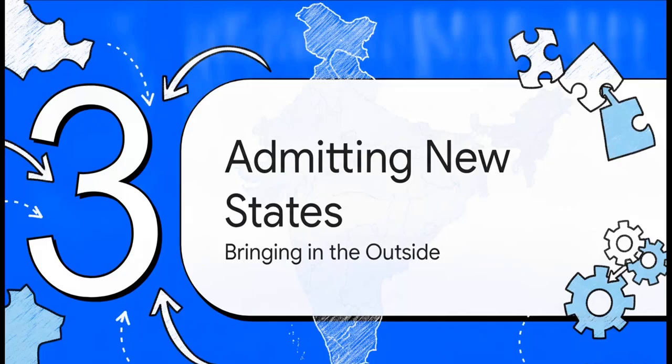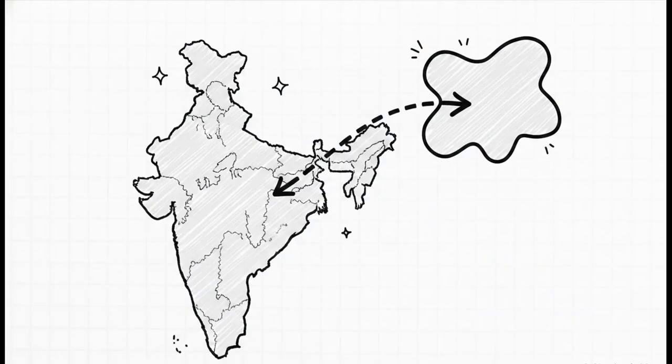Which builds perfectly into our next phase, Section 3, admitting new states, bringing in the outside. Under Article 2, Parliament is given this immense power to admit new states into the Union, or establish entirely new states on terms and conditions it deems fit. Now keep in mind, this specifically deals with territories that were not part of India previously. A perfect historical example of this is the addition of French settlements like Pondicherry or the historic admission of Sikkim into the Union back in 1975, which actually required a special insertion of Article 2A at the time.